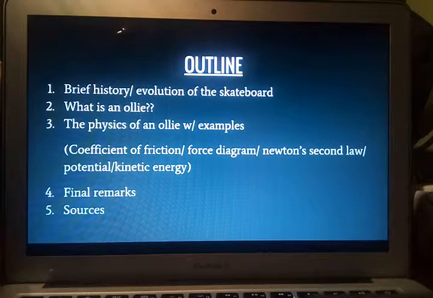And of course, I'll be talking about potential and kinetic energy and the relationship amongst themselves and how this is transmitted when performing an ollie.